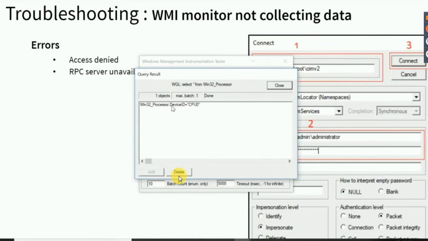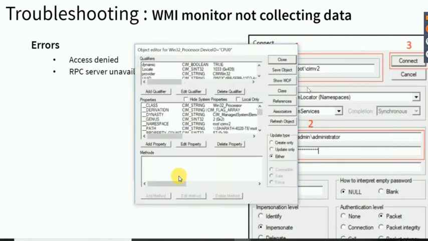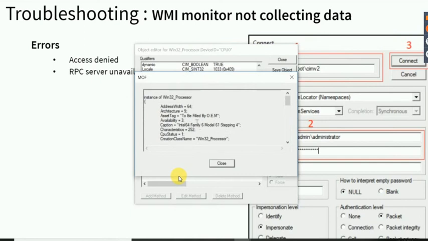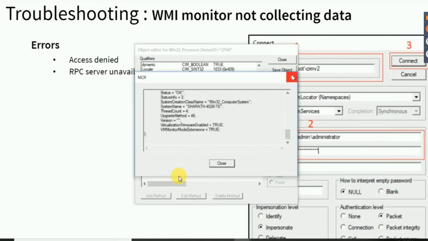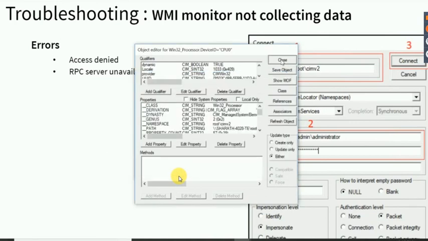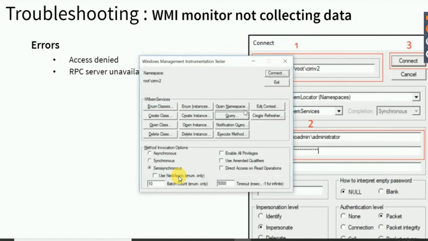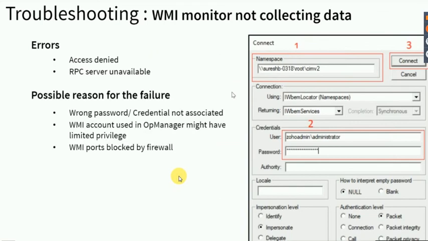And it is going to fetch the information related to CPU. And here, if I click on show MOF, it is going to bring in all the information related to the Win32 processor. So during this time, if you hit connect and you see any error, it means that the communication is not happening between the OpManager server and the monitored server. So you have to make sure that the respective credential has the proper access to the device so that you can monitor the respective WMI monitor.